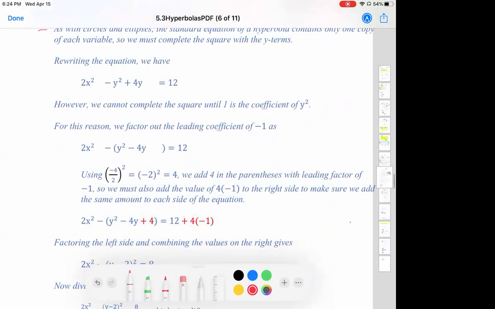Okay, so I need to complete the square for the y's. So we have that b term, which is a negative 4. Negative 4 over 2, we get negative 2. Remember to square it, so we get 4. So we're going to add 4, but I need to account for the factor outside, so 4 times a negative gives a minus 4 on the outside, which is what's highlighted here. We add 4 in the parentheses with the leading factor of negative 1, so we must also add the value of 4 times negative 1 to the right side, to make sure we add the same amount to each side of the equation.